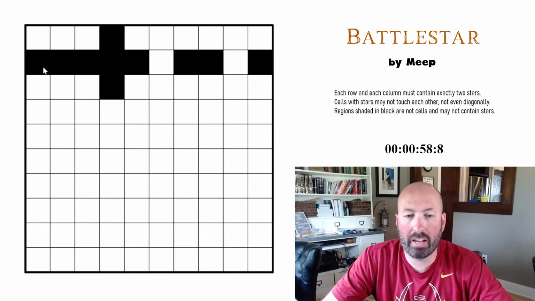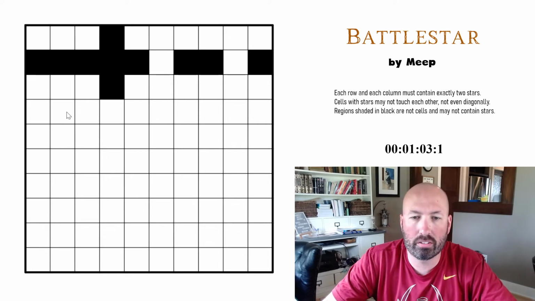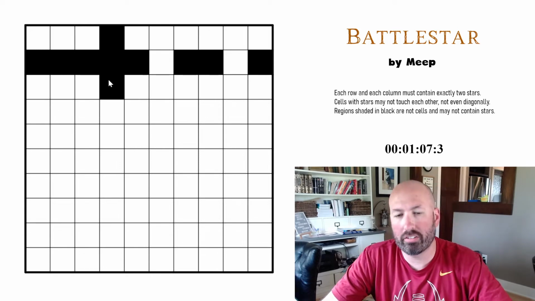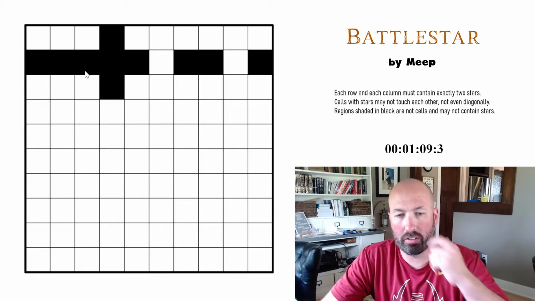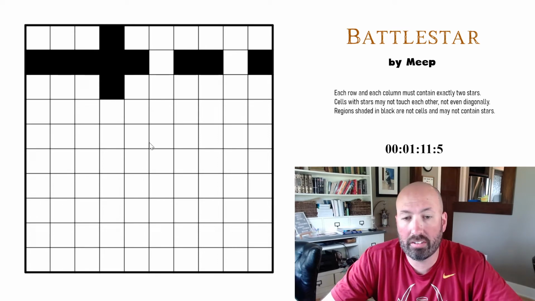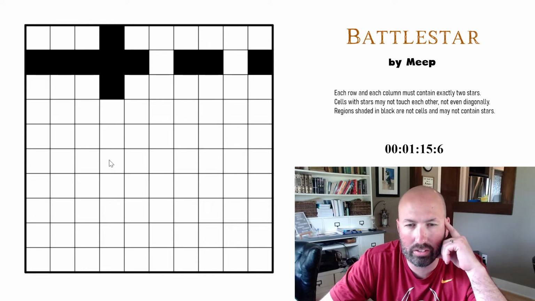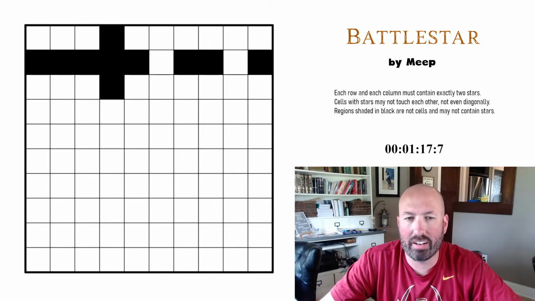Oh, and then there's the black regions here that the black cells can't contain stars, basically. So I guess you could argue the black is a region, but essentially it's a regionless star battle with certain cells that you can't put stars in. And that's it. That's the whole thing. It seems like it wouldn't have a unique solution. And I guess that's kind of what caught my eye. I thought, this looks interesting. A bunch of people have solved it, so I feel pretty confident it does have a unique solution. Or somebody probably would have said something.